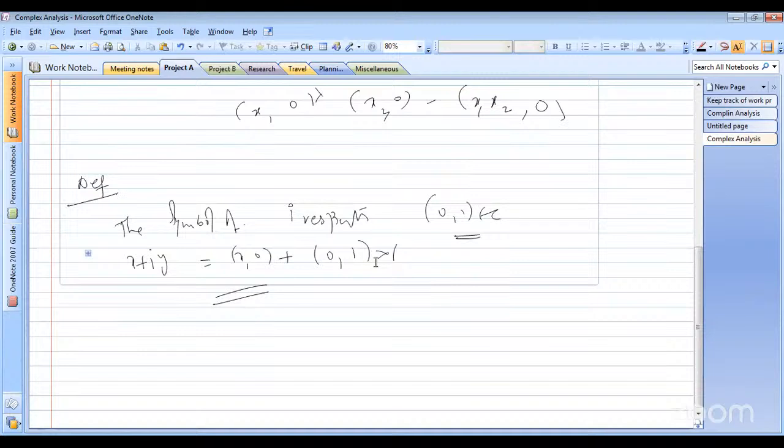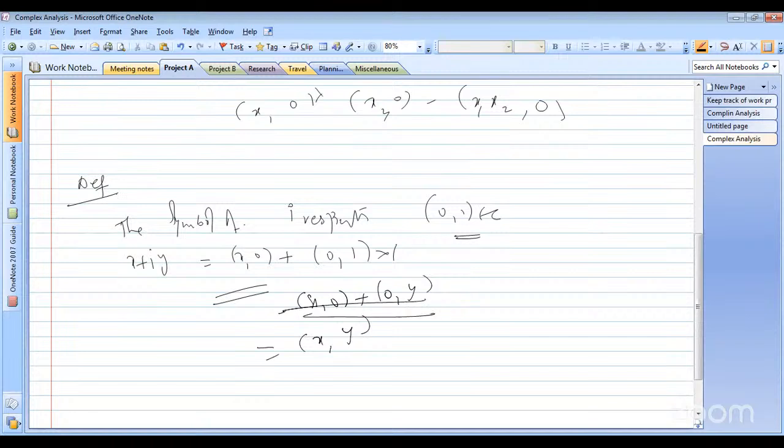The symbol i with respect to 0 comma 1 belongs to C. So x plus i y, that is the real and imaginary part we have taken here: x comma 0 plus 0 comma 1. The x comma 0 is the real part, and the imaginary part we are taking is 0 comma y, into y0. Therefore we are writing x comma 0 plus 0 comma y. So x comma y. Why? Because I am adding x plus 0 and 0 plus y, in the addition of the parts, so x comma y.